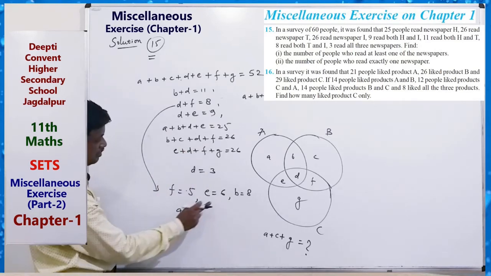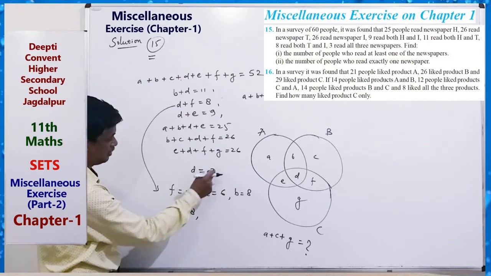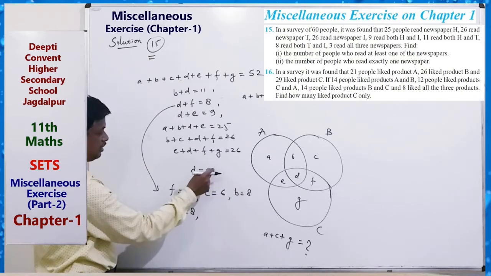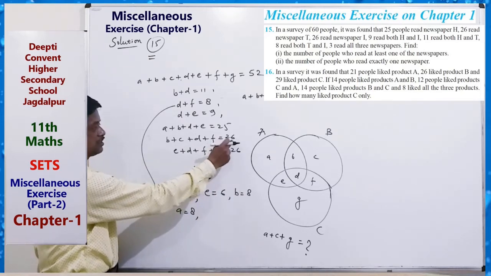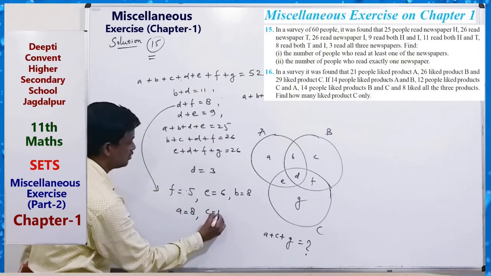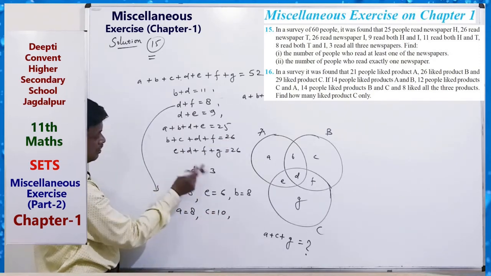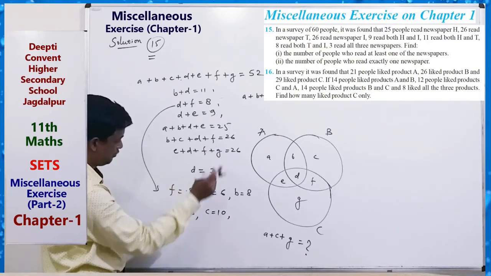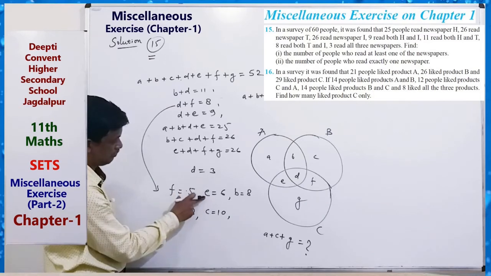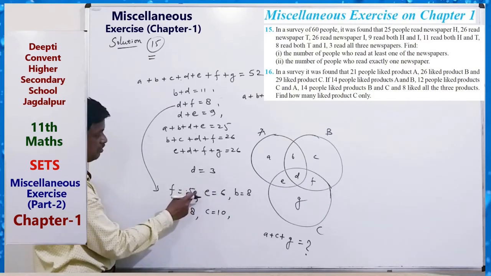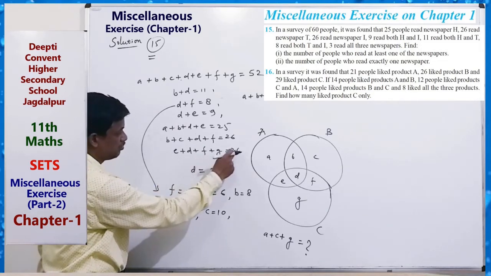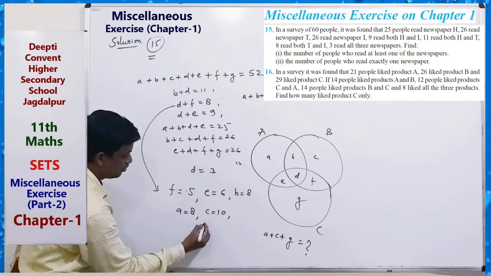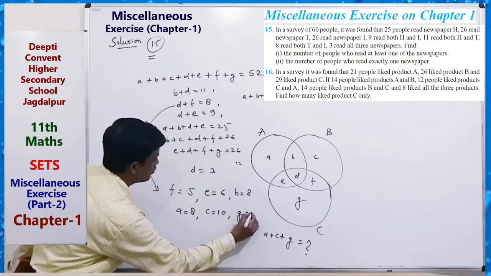B, D, F is 8, 3, 5, which is 16. 26 minus 16, 10. So C equals 10. Similarly for G: E, D, F is 6, 3, 5, which is 14. 26 minus 14, 12. So G equals 12.